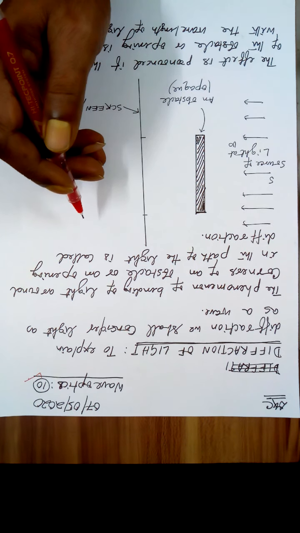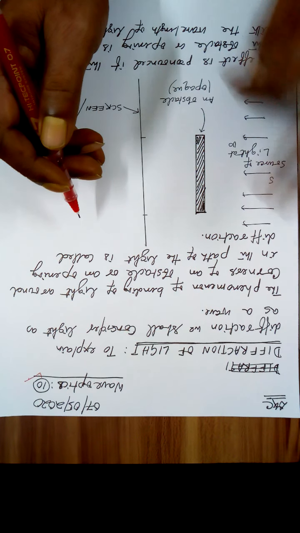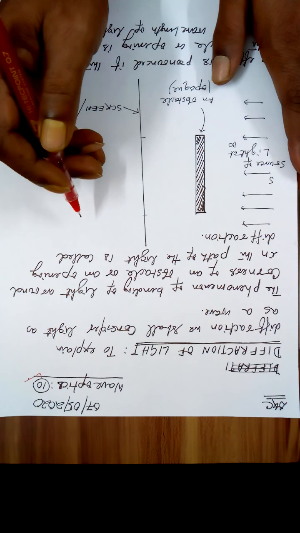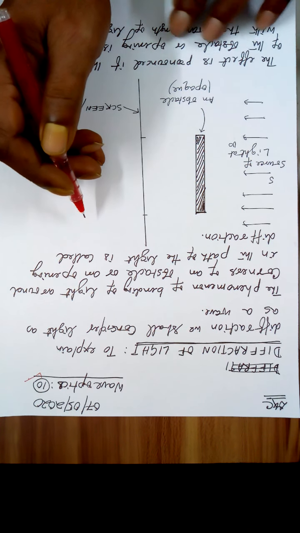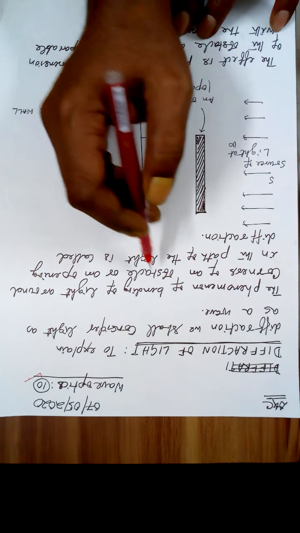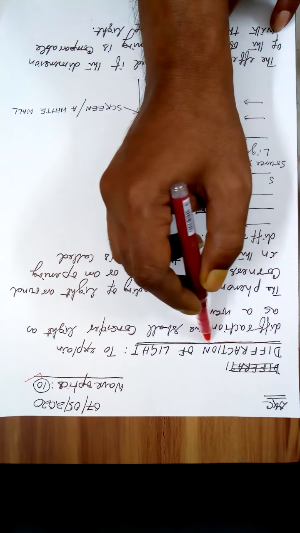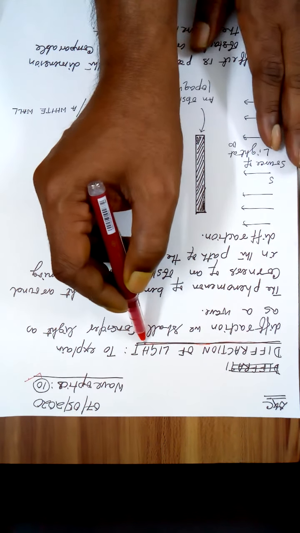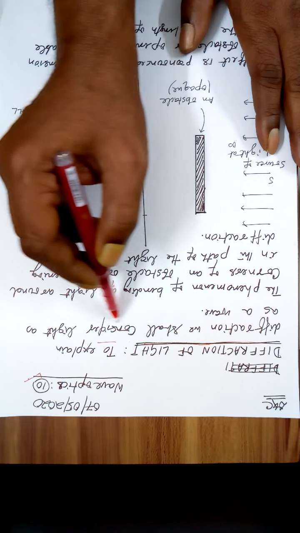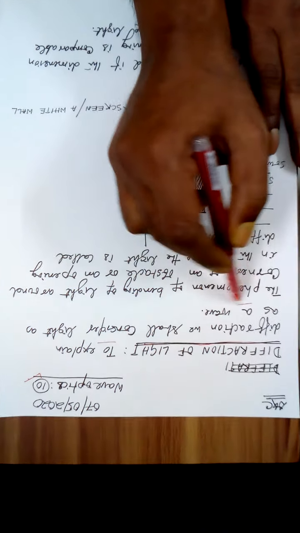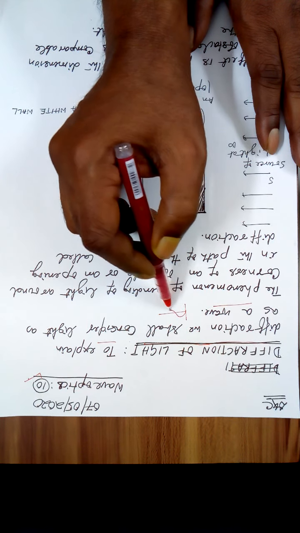Reflection was explained considering light traveling in a straight line, refraction also. And while studying Young's double slit experiment, we considered light as a wave. Now, interference. Now, diffraction is another phenomenon, diffraction of light. To explain diffraction, we shall consider light as a wave.